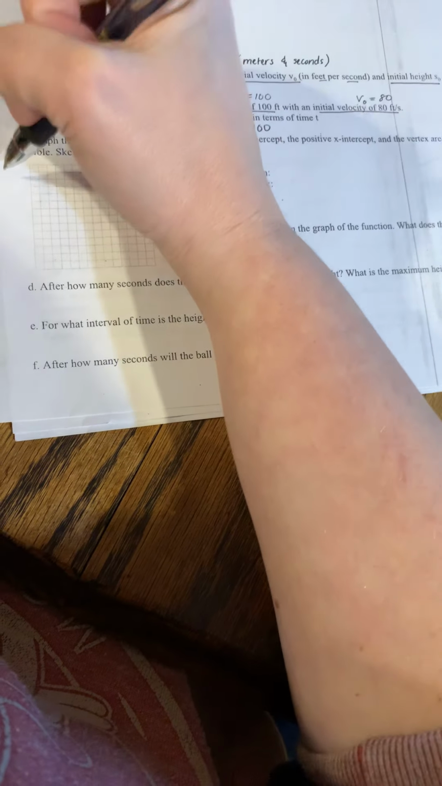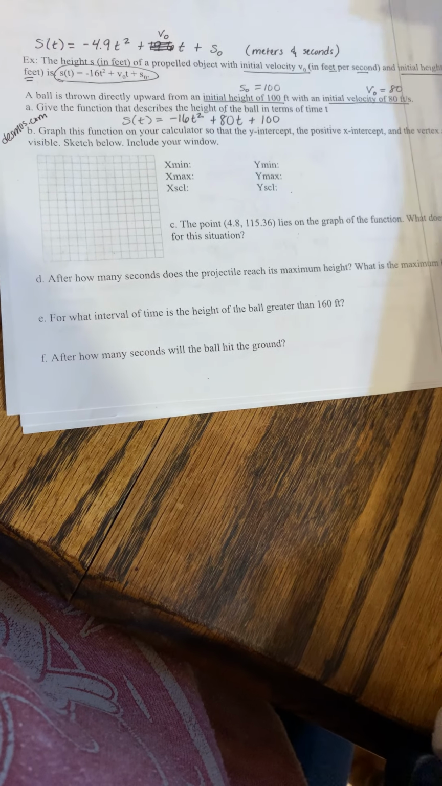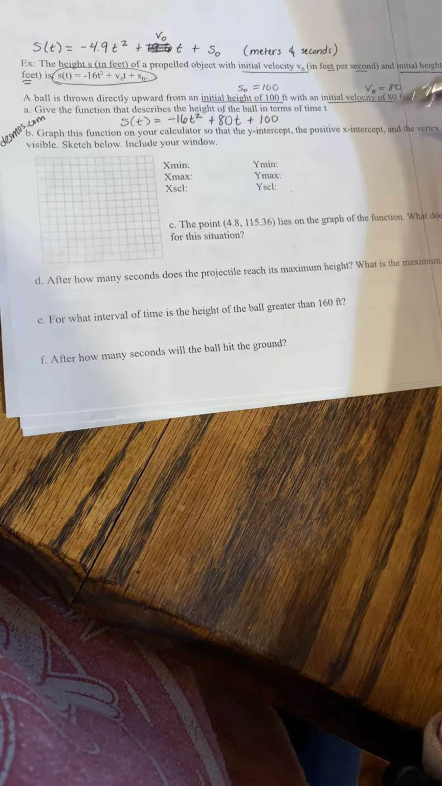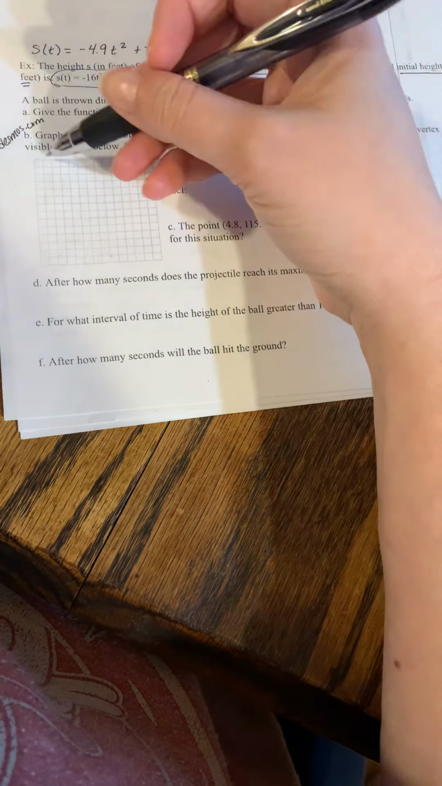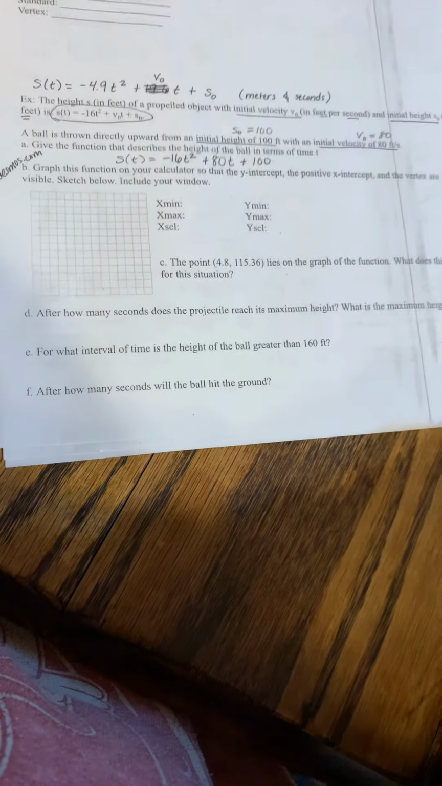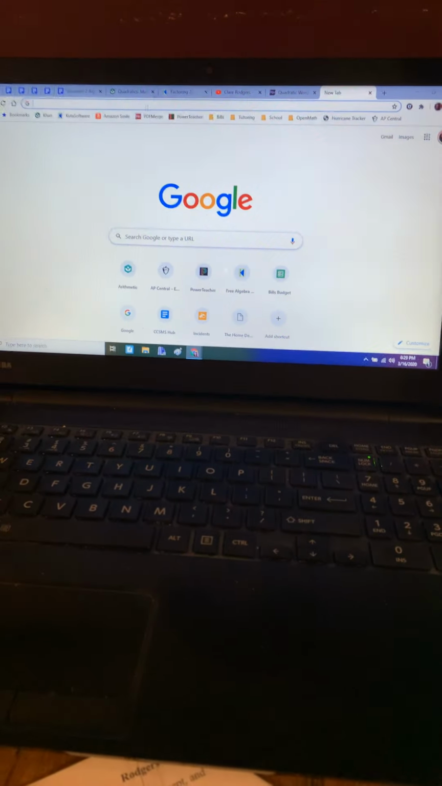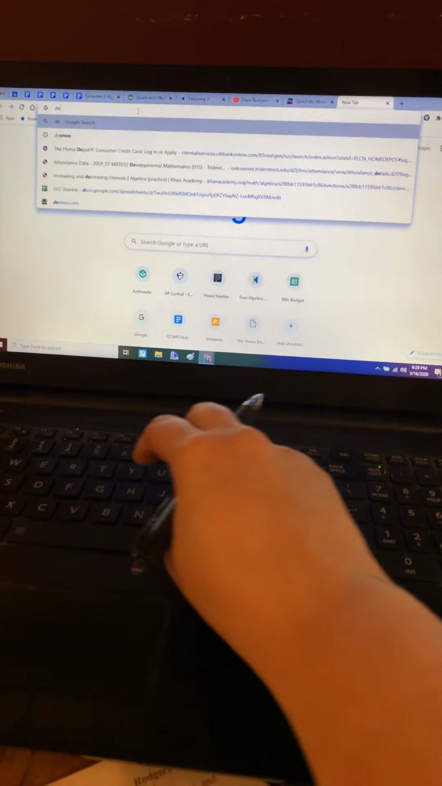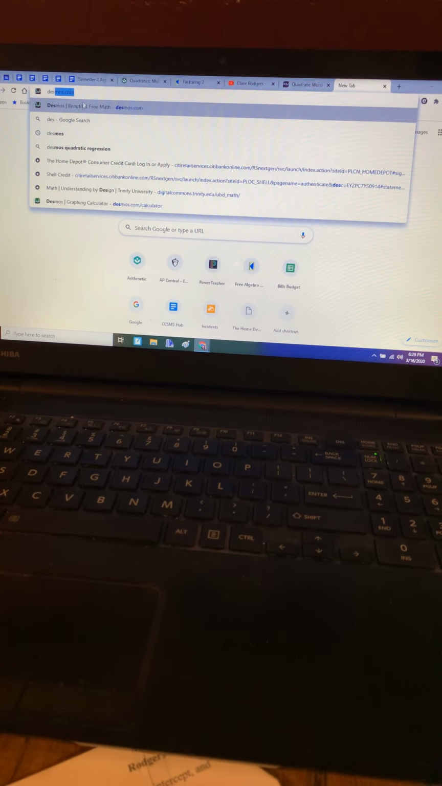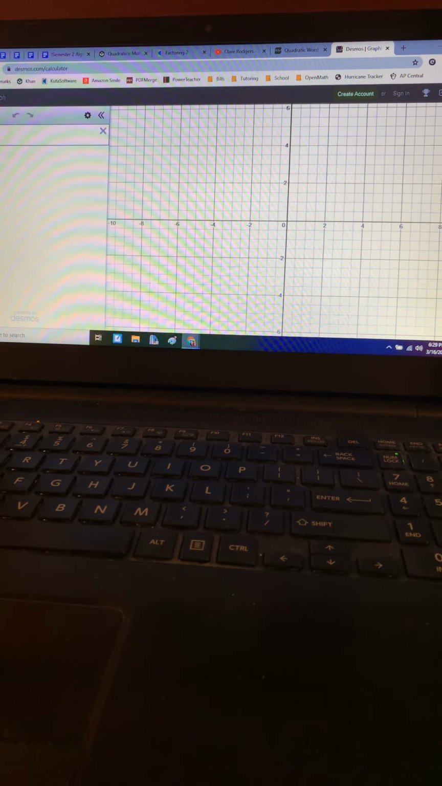Okay, now it says to graph the function on your calculator. Now remember, for anything online that we're doing, we're going to be using desmos.com. Okay, so that the y-intercept, the positive x-intercept, and the vertex are all visible. Sketch below, include your window. Okay, so I'm going to open up my computer, and I'm going to go to desmos.com. Okay, I'm going to start graphing. Okay, and then I'm just going to type it here.